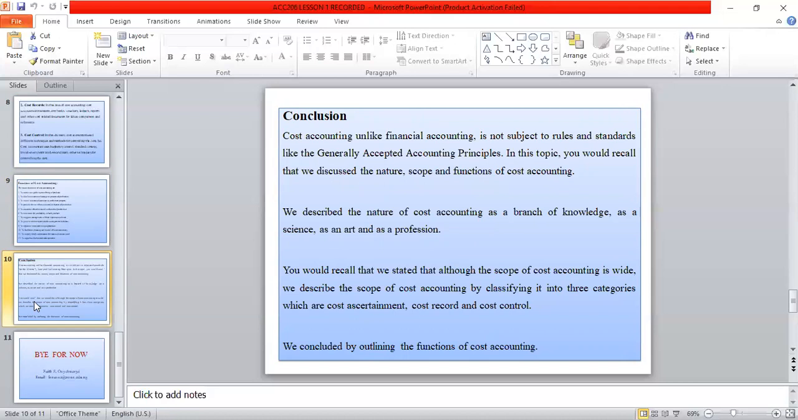We described the nature of cost accounting as a branch of knowledge, as a science, as an art, as a profession. We have also discussed the scope of cost accounting, and we said the scope is actually very wide, but for this level, we looked at the scope, classifying it into cost ascertainment, cost records, and cost control. We concluded by outlining the functions of cost accounting.